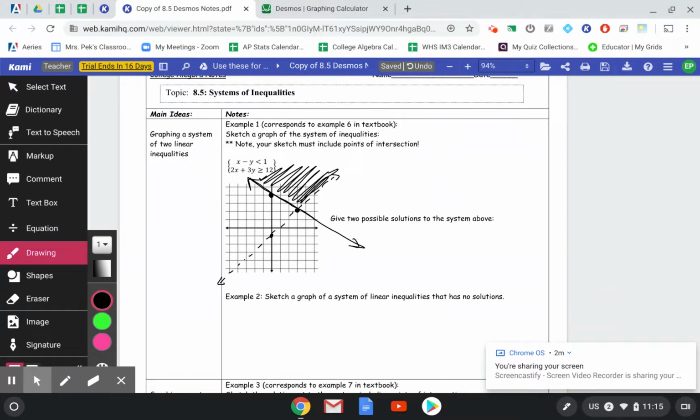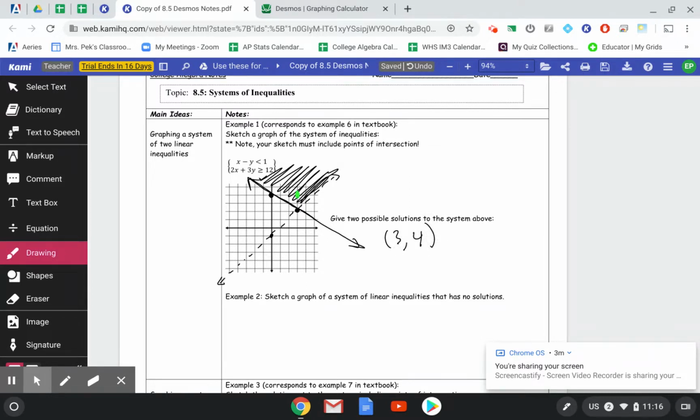Now it says give 2 possible solutions to the system above. So possible solutions are any points in that overlapping shaded region, there's infinitely many of them. I would suggest not using any points on the line, because when there's a dashed line, technically those points aren't solutions. So I would just stick to points inside the shaded part. So if we look at, say, this point right there at 3, 4, I can say that the point 3, 4 is a solution to the system above.